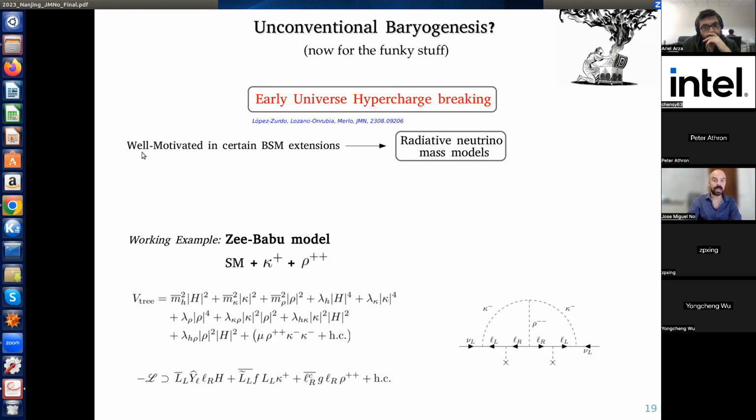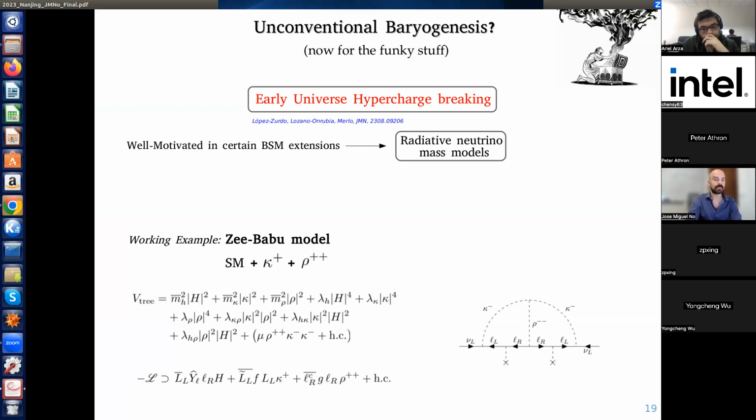In fact, this hypercharge breaking in the early universe is very well motivated in certain beyond standard model scenarios, in a particular class of them, which are what are called radiative neutrino mass models. So these are models where neutrinos, standard model neutrinos, get masses from loop effects, and this explains why their masses are so small compared to other fermions in the standard model, because the masses of these particles get produced at some loop order, which could be one, two, or even larger.